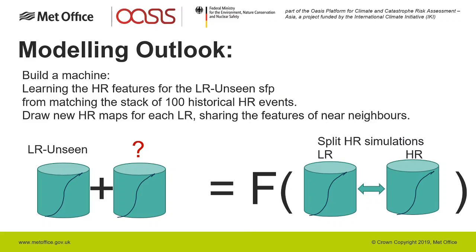The modeling outlook I want to describe like this. Consider you're able to build a machine that is learning the high-resolution features for the low-resolution unseen storm footprints from matching the stack of 100 historical high-resolution events. This would then allow to draw new high-resolution maps for each low-resolution footprint, sharing the features of near neighbors. But that is future work. We may engage with that next year.